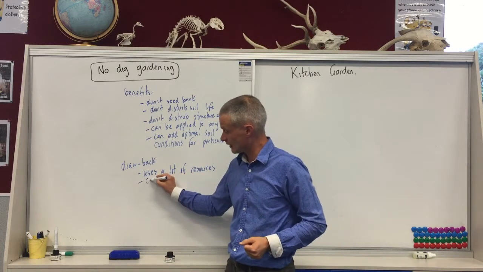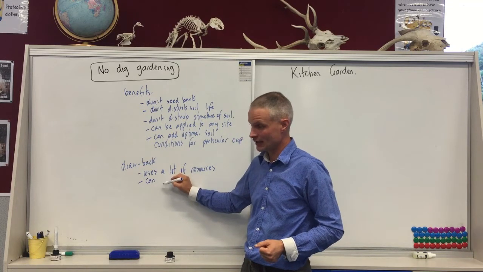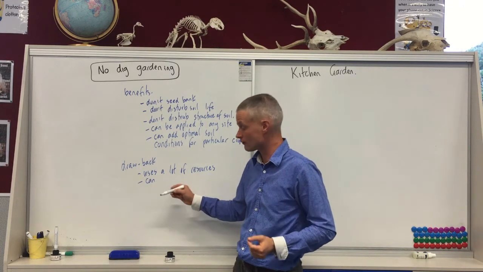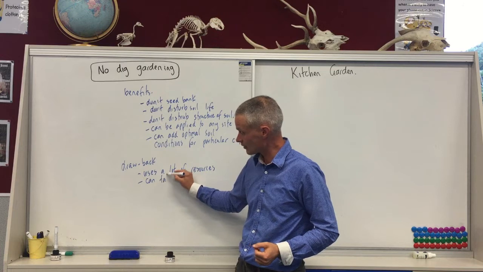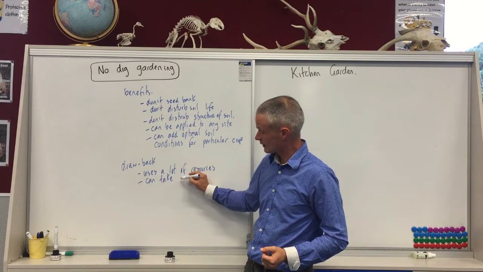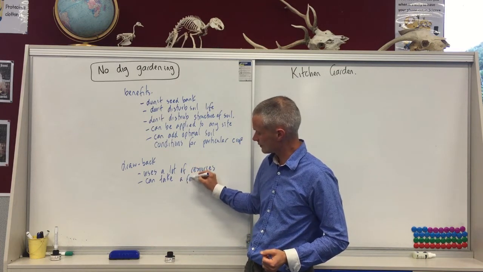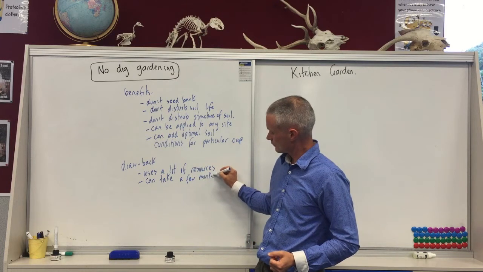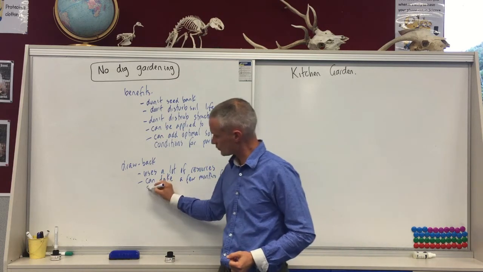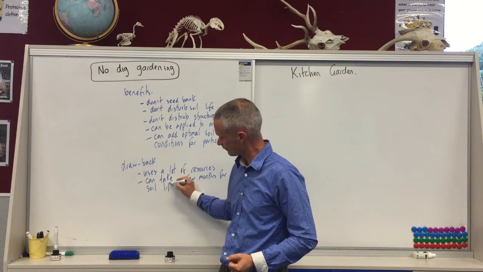So that process could be three to four months, depending on the temperature and rainfall and how much life is already in the soil. It can take a few months for soil life to colonize.